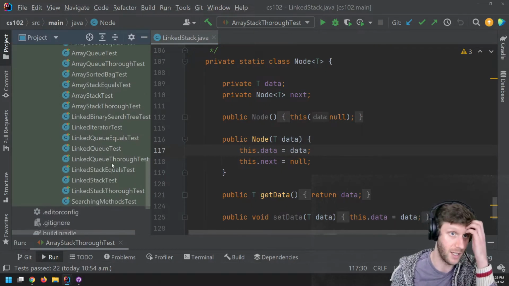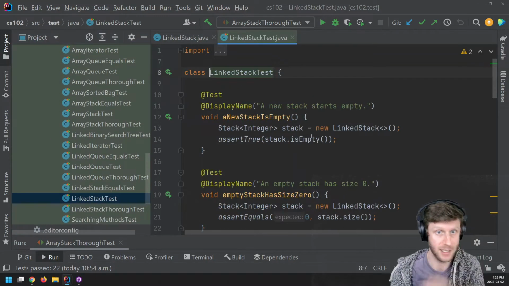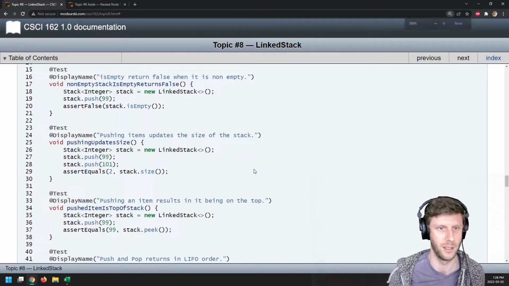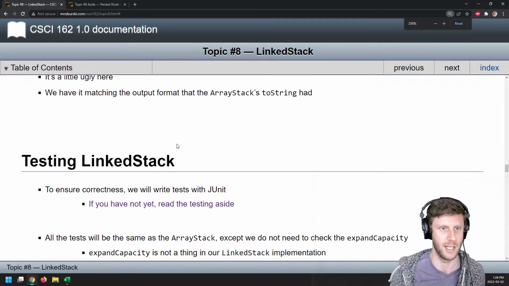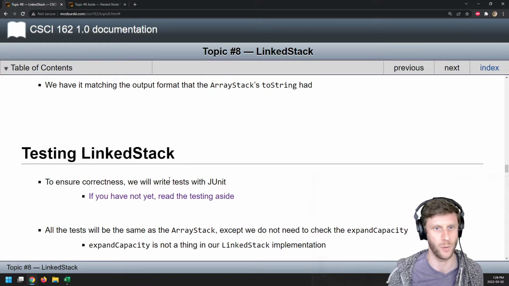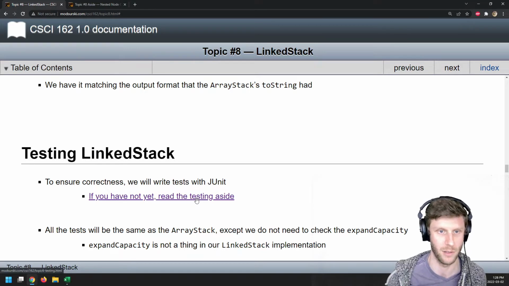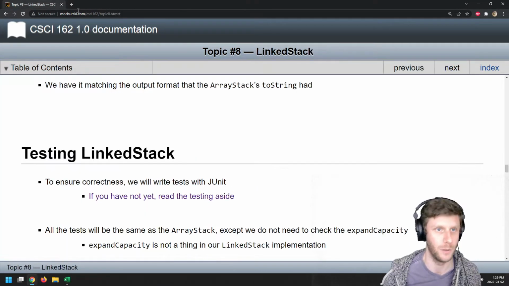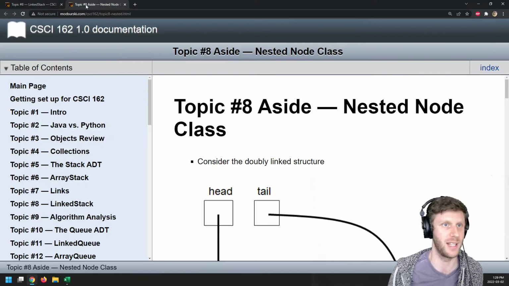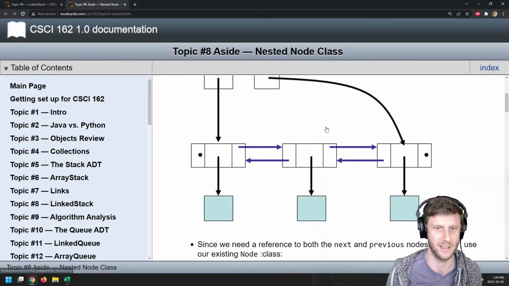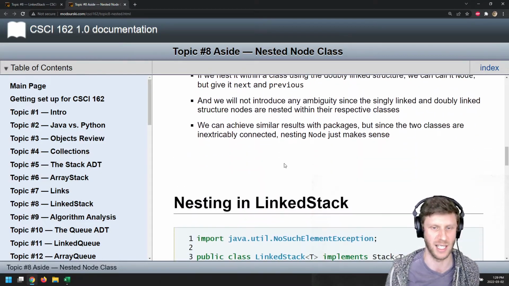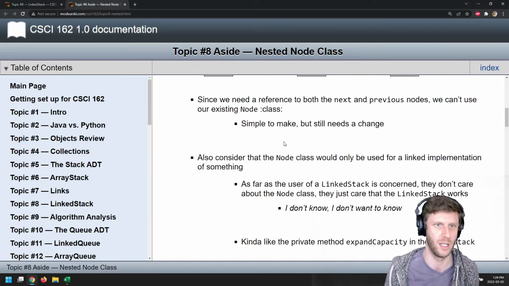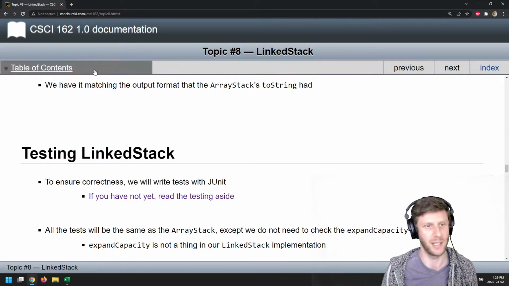Tests. So I wanted to talk a little bit about the LinkedStackTest. Testing LinkedStack. To ensure correctness, we want to test with JUnit. If you have not, read the testing aside, which of course you all have done. And here also, there's a topic 8 aside on the nested node class. It kind of motivates a little bit and explains what's going on. So if you're really interested, have a look there. I recommend it.